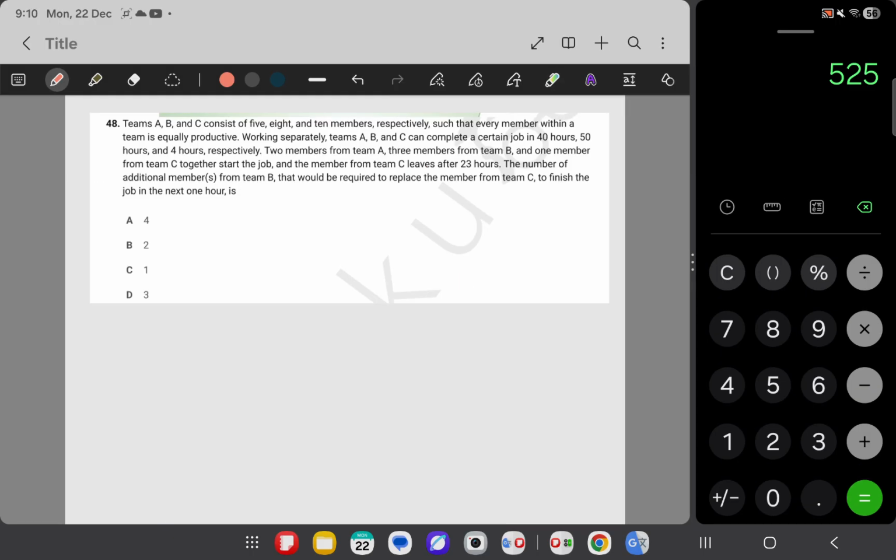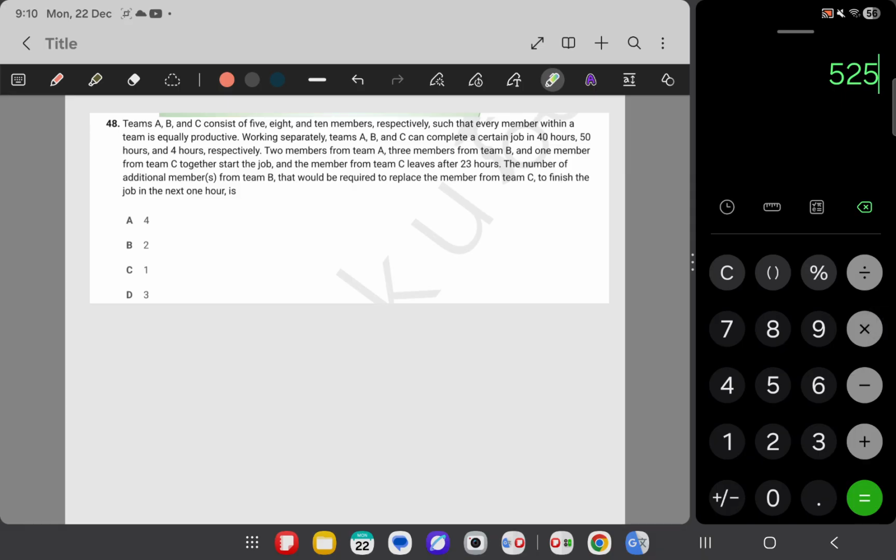Okay, so the second question looks like from a time and work chapter. Teams A, B, C consist of 5, 8 and 10 members respectively, such that every member within a team is equally productive. Okay, so we have three teams consisting of 5, 8 and 10 members. Working separately, teams A, B and C can complete a certain job in 40 hours, 50 hours and 4 hours respectively.